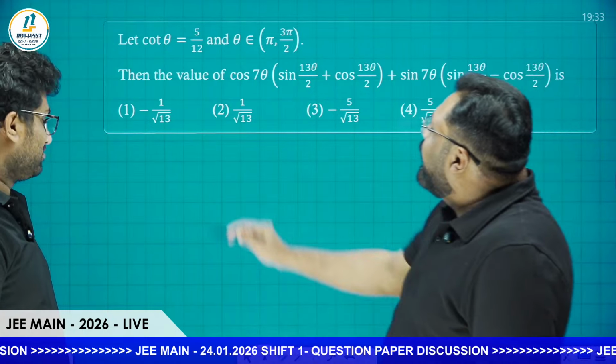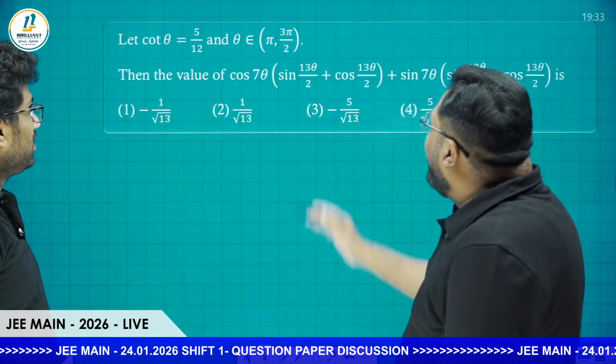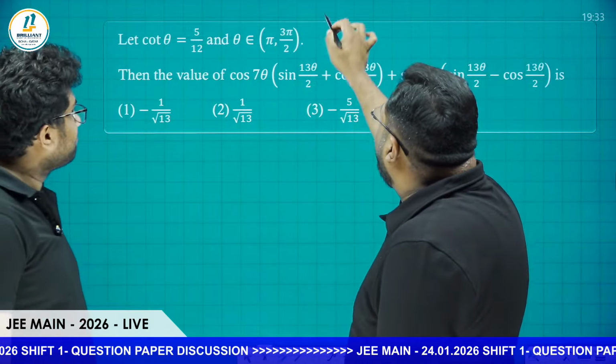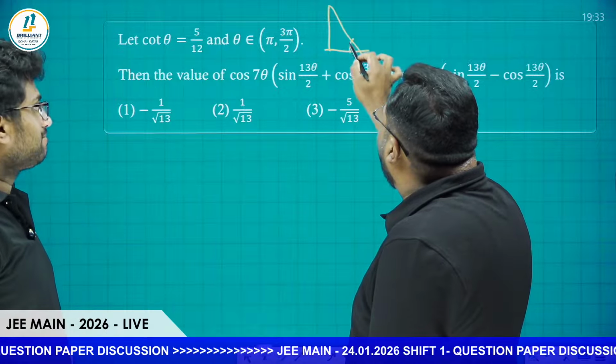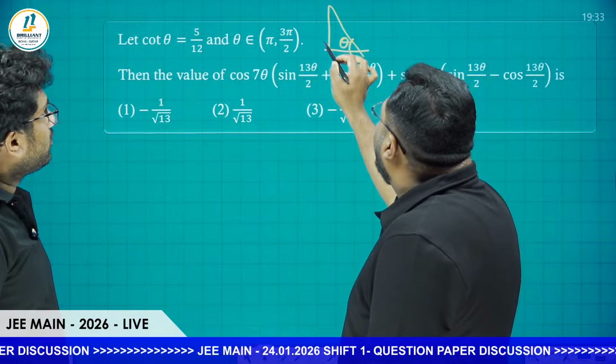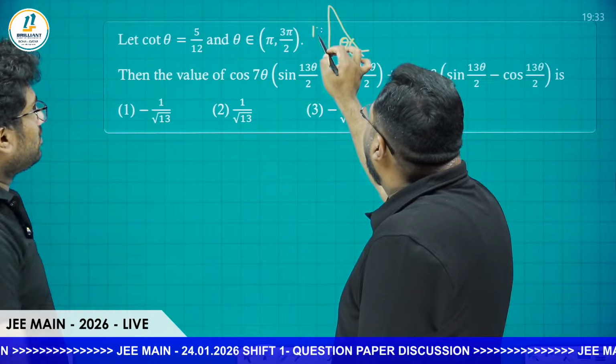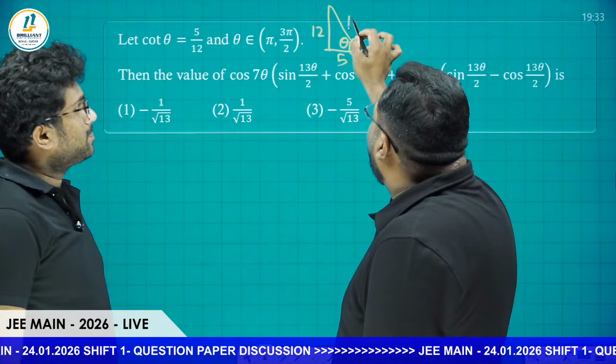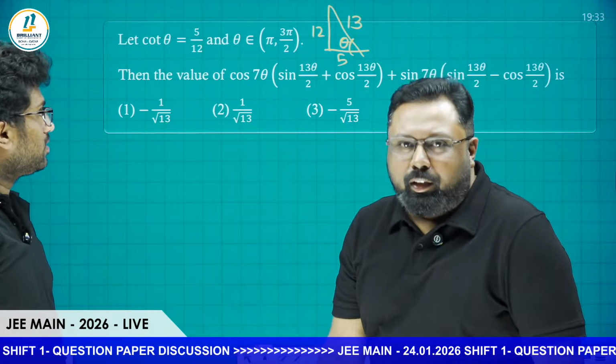Another one, trigonometry. Very simple question. They gave you cot theta and they want sin theta and cos theta. You can easily say cot theta is 5 by 12 on a right angle triangle. 5 by 12 would be adjacent and opposite, and the hypotenuse is 13, because it is a triplet. 100% this is going to be 13.